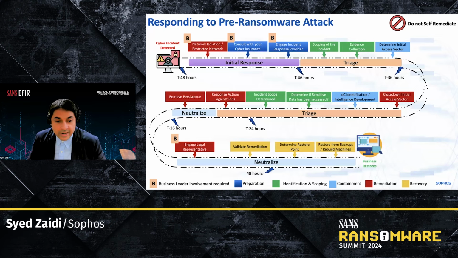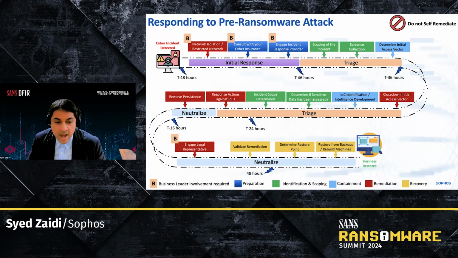So now you are in the recovery phase. What you need to do is, first, validate the remediation, like what steps you have taken. So for example, if you have blocked C2s, make sure they are blocked. If you have removed persistence, make sure it's done. If you have put MFA on your VPN, which was used as the initial access, make sure it is properly implemented. And then we move to the restoration part.